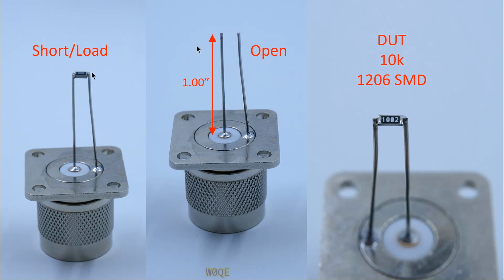I did my open short load calibrations. Short and load were right here. This shows a 0 ohm load here. And the open was right here. And then I did my 10K load right here as a measurement after I calibrated it. The idea being that whatever this transmission line or whatever these leads represented, they would be compensated out in the calibration process. And that's my third measurement.